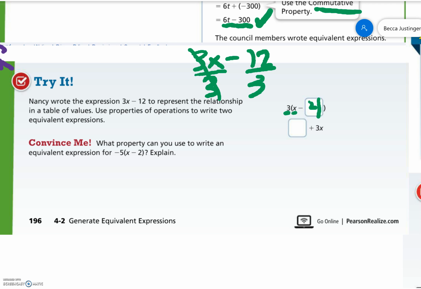So that ends up working out, and we can check our work by distributing. 3 times x is 3x. 3 times 4 is 12, so minus 12, and that's what we started with. So that's the distributive.